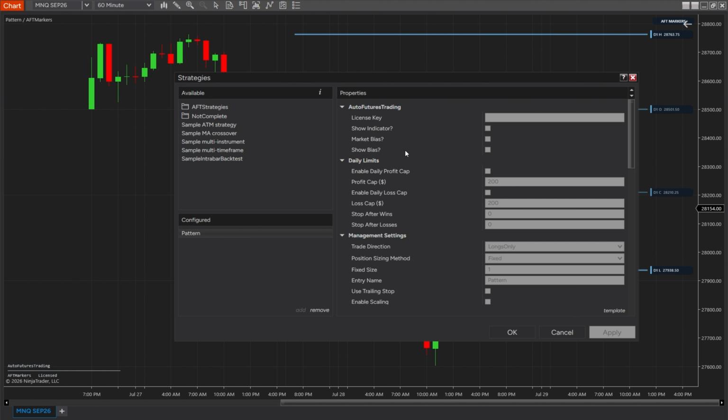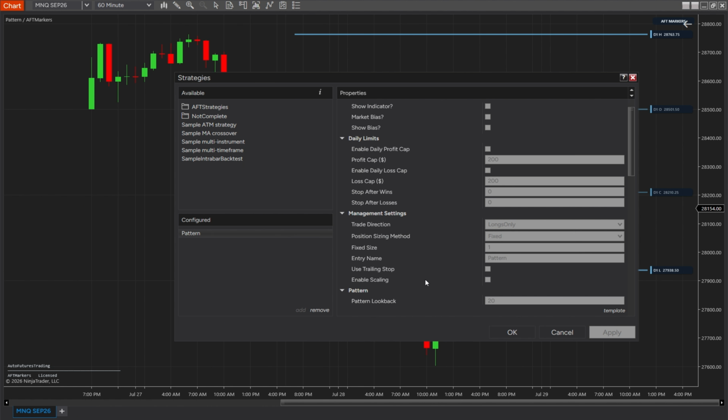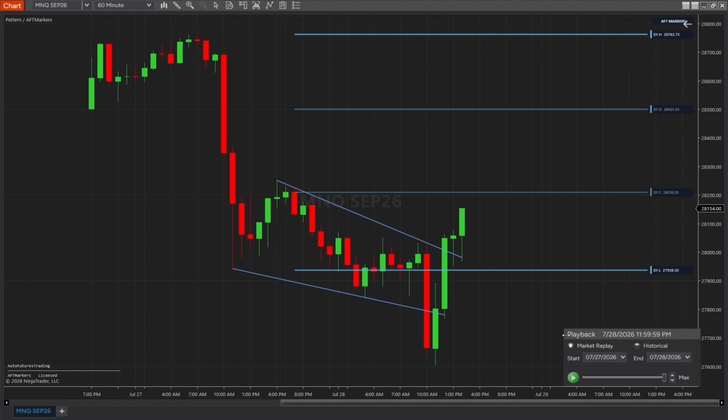So we can look at some of the parameters. It's the same thing: license key, the indicator that is offered, the market bias, and you have the scaling. We're not going to show the full thing, but it's one of the settings that controls the core logic of the strategy, which is the pattern lookback. You have your direction, sizing method, trailing stop, scaling, and if you activate these, you have a couple more settings. You can do profit caps, stop after wins, same thing across the other strategies.